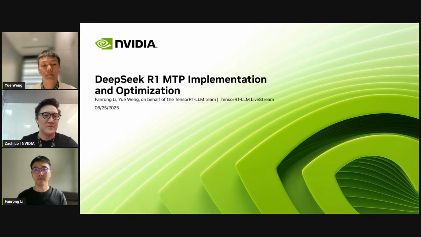Hello everyone. Thank you for joining us today. I'm Fanrong from the TensorRT-LLM team, and together with Yue, we will be talking about DeepSeek and MTP, which help the DeepSeek model achieve better performance, especially for the minimum latency scenarios. I mean, with batch size one.